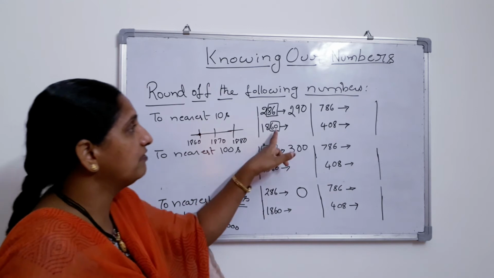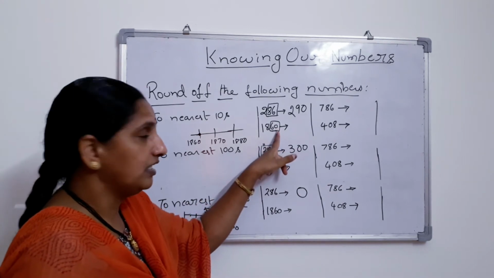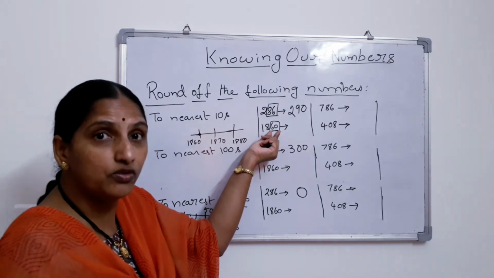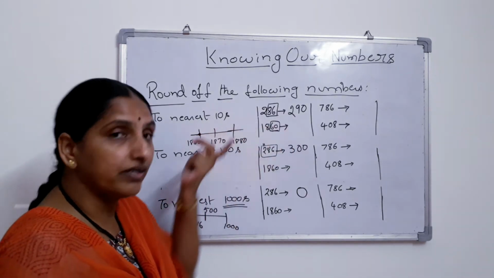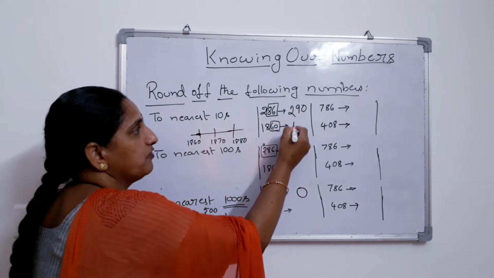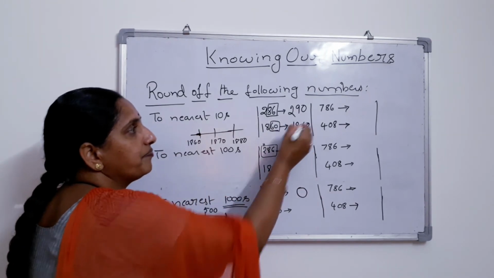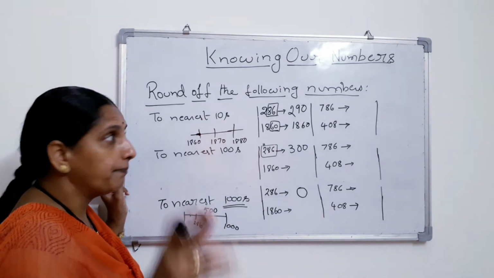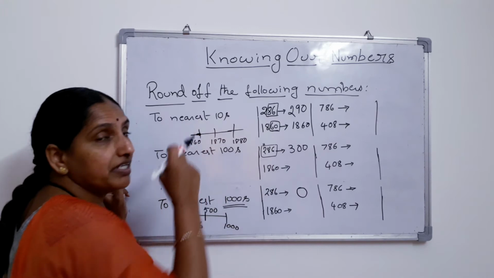So whenever you have a 0 in the ones place and you are rounding off to tens, it is already rounded. See, it is exactly on 1860. So therefore it remains the same. Nothing to round off. But if it is at hundreds, we need to round off.